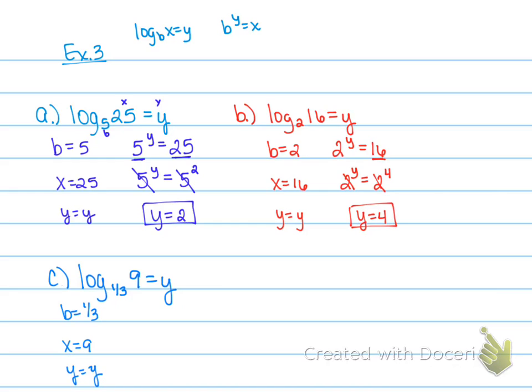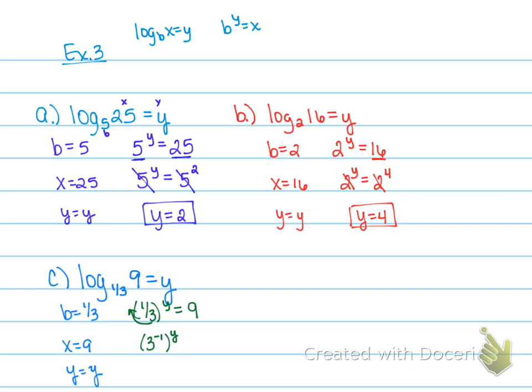So we got our b to the y equals our x. Well, we don't like fractions, so we're going to change that 1/3. Well, I need to bring that 3 up. So remember, when you bring it up, it makes it a negative exponent anytime you cross that divide sign. So 1/3 is the same as 3 to the negative 1.